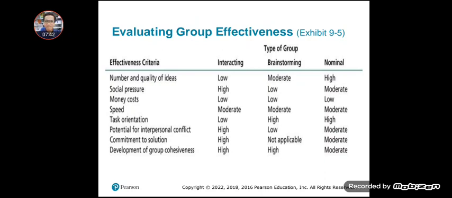So this exhibit can show you about evaluating group effectiveness. These are among the effectiveness criteria. The interacting level is also displayed there, from low to moderate to high. And then for brainstorming or nominal, you can see here the type of group we have: interacting, brainstorming, nominal. So we can see the level of the discussion or the outcomes of the discussion among these three types of group.